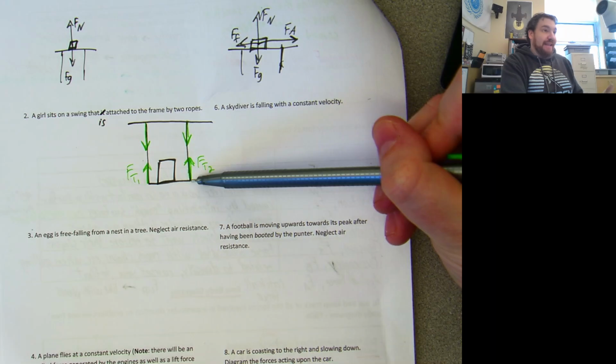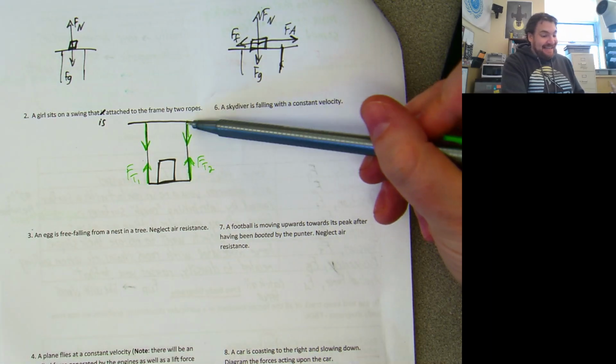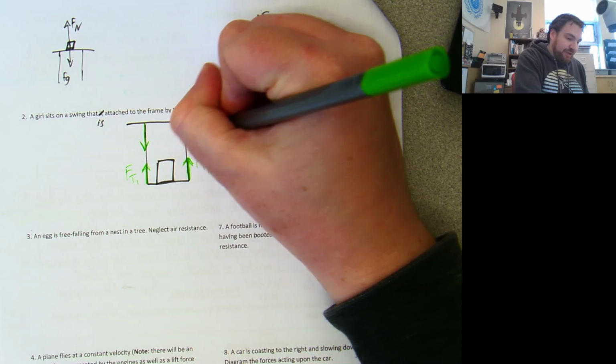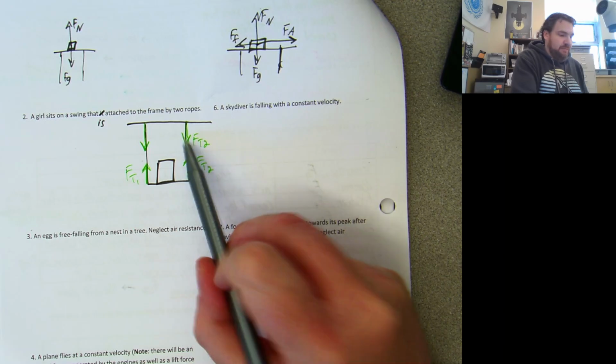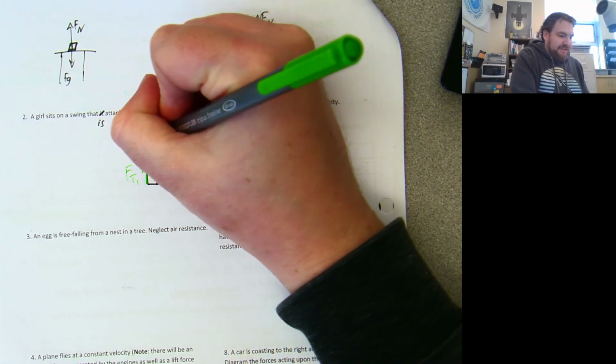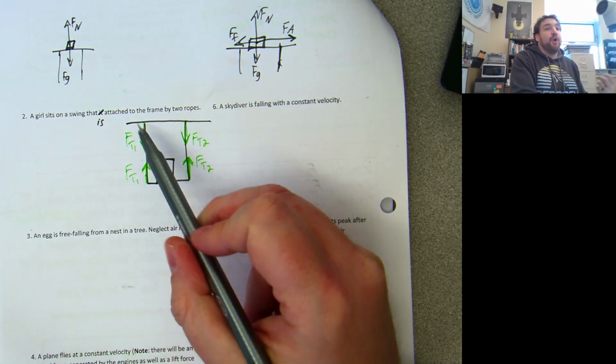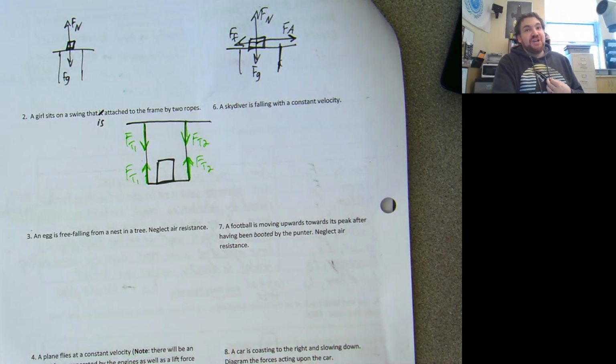So at this end it's up, at this end it's down, but otherwise these two are going to be equal and opposite. So this is FT2 and this is also FT2. This is also going to be FT1 because this is FT1, it's the same rope. Unknowingly, perhaps, Raina, your description was perfect.